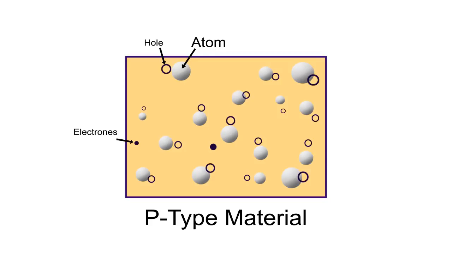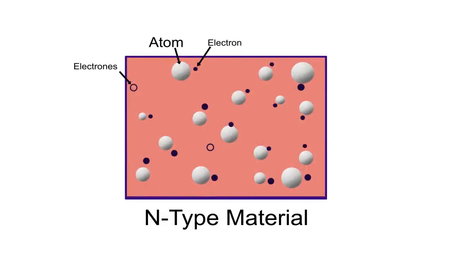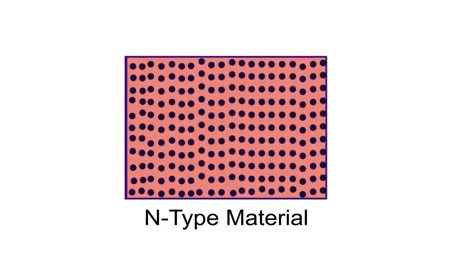As we know, p-type material consists of a large number of holes and few thermally generated electrons. Thus, holes are the majority charge carriers in p-type material. Similarly, n-type material consists of a large number of electrons and few thermally generated holes, and therefore in n-type material electrons are the majority charge carriers.